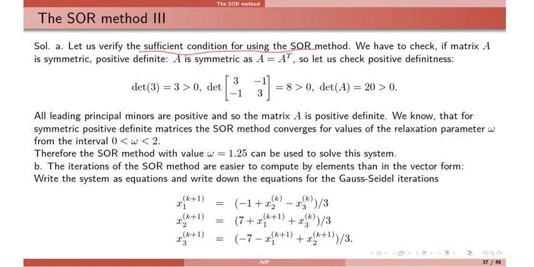Sufficient means that if A is symmetric and positive definite, then the method will work. But if these conditions are not true, then we cannot say anything. Then you have to apply the method to check. So firstly I am checking that matrix A is symmetric and positive definite. Symmetric means A equals A transpose, and positive definite means, starting from the first entry, the determinant of 3, that is the leading first minor, should be positive.